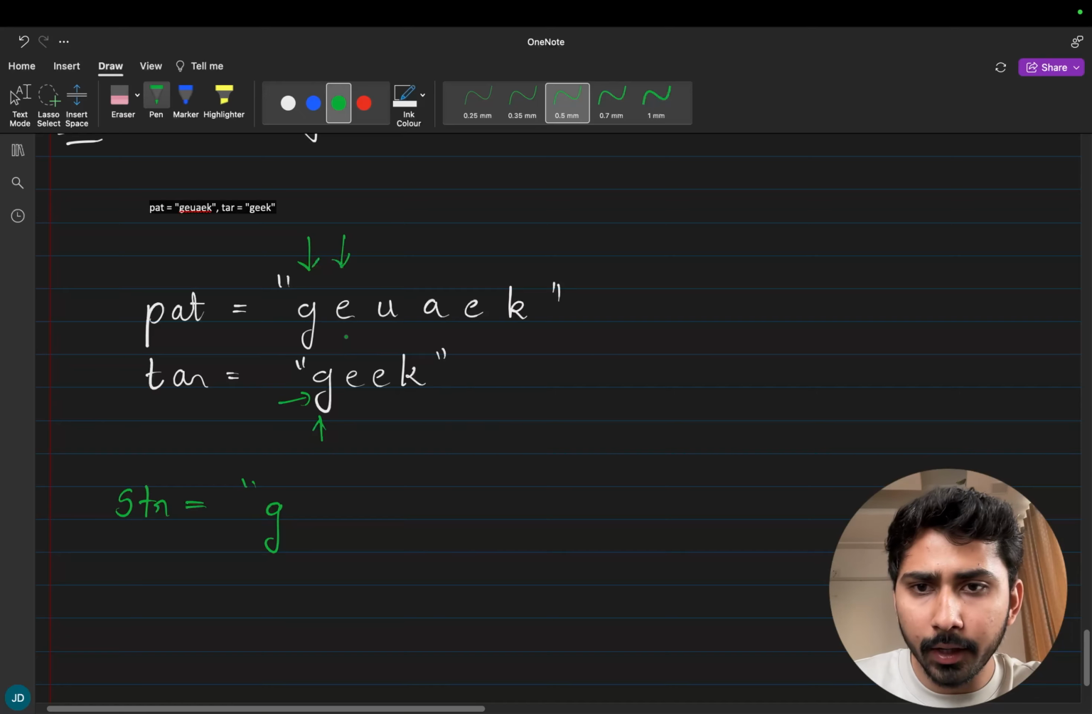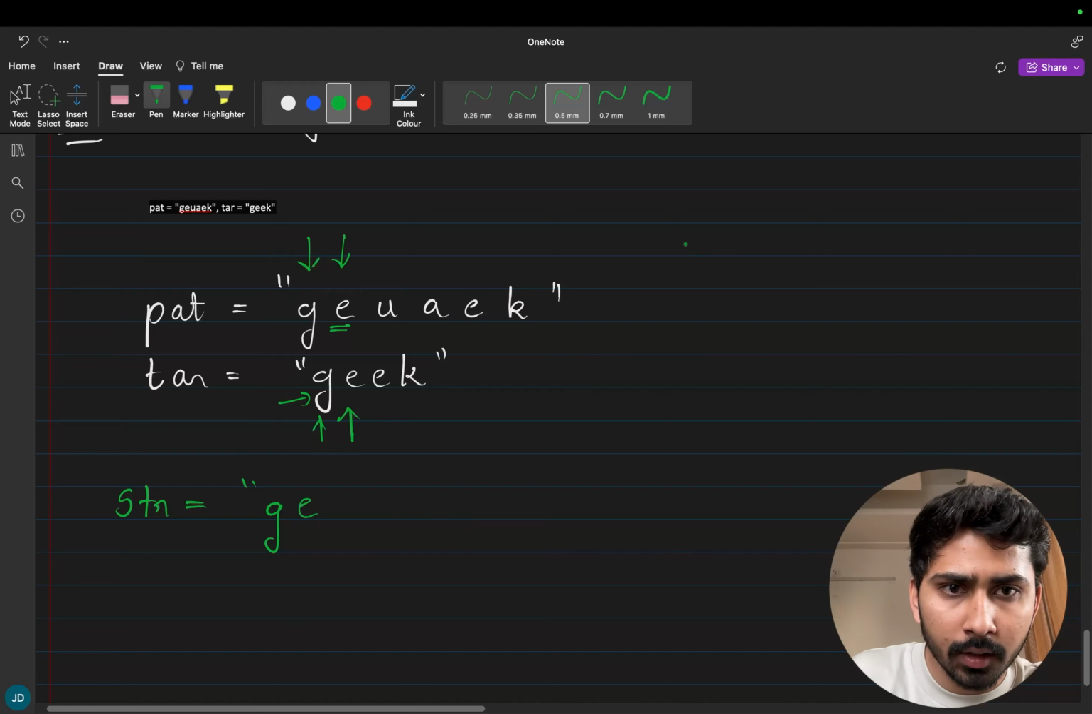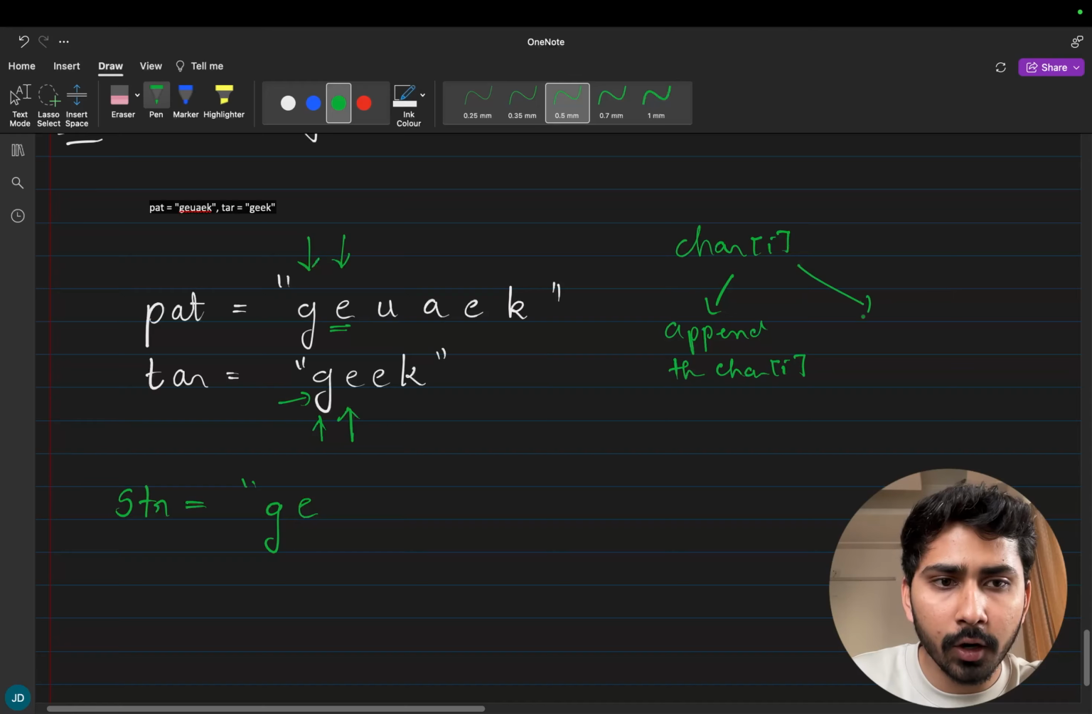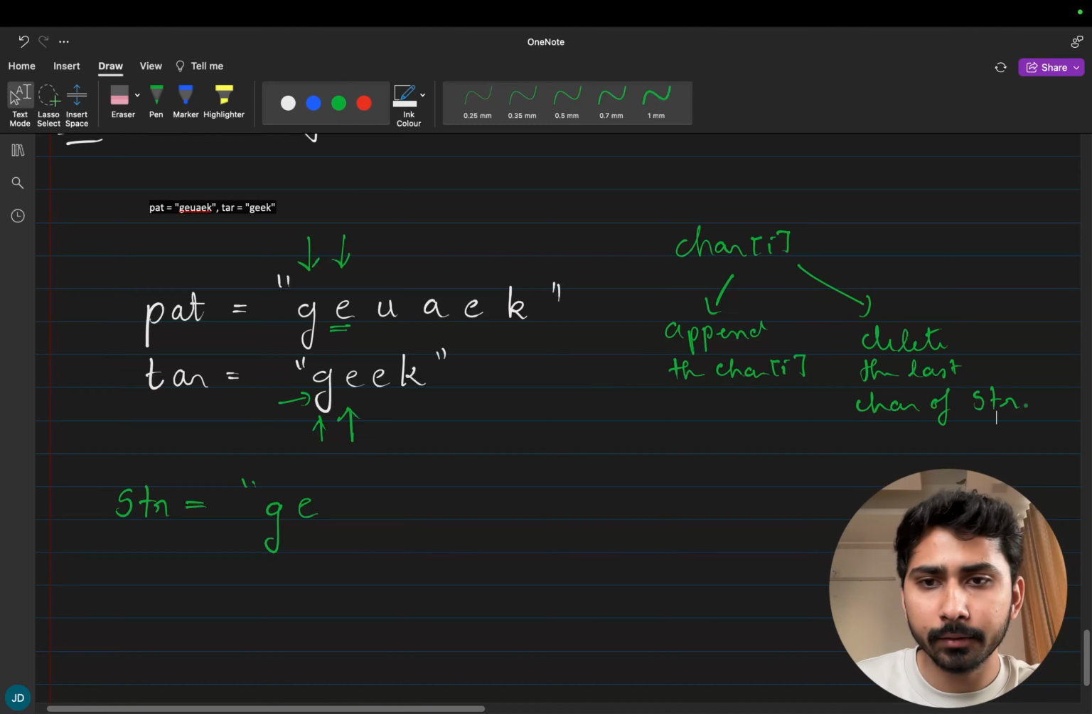Now the next character is E, and here also I can observe that there is an E. So this E is helpful to us, so I will append it. I will not apply the delete operation. So if I summarize, for the ith character we have two operations: append the ith character, or delete the last character of the string that you are generating.